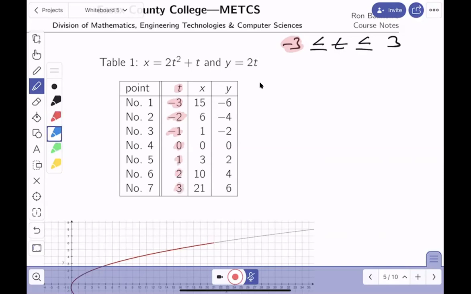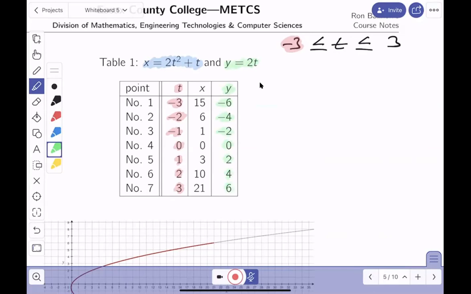Then they want to verify the table's correct for the x, and they want to verify the table's correct for the y. I think y is easier to do first. And why is that? It's just twice the value of t. So if t is -3, I get -6. If t is -2, I get -4. Relatively simple. If t is -1, I would get y is -2, and so forth and so on. I hope that's not difficult.